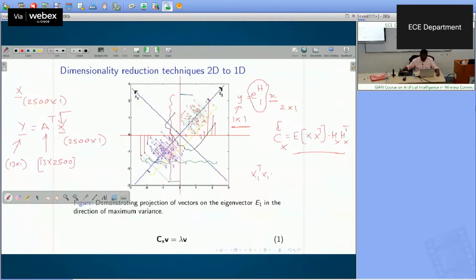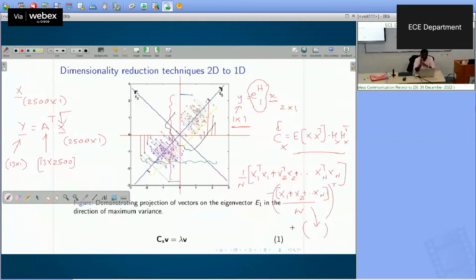X1 transpose X1, X2 transpose X2, and so on up to Xn transpose Xn, and the whole divided by n. This is going to be the estimate of the covariance matrix, right? Minus the mean. How will you find the mean? It is just X1 plus X2 and so on up to Xn, divided by n. The whole thing needs to be transposed, and this term has to come here. So this is the expression for the estimate of the covariance matrix.